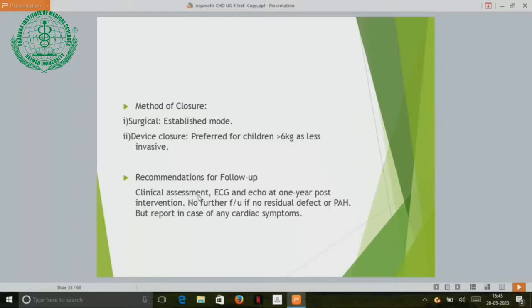What are the recommendations for follow-up? Again, these patients are followed up to 1 year post-intervention. If there is no residual shunt, then there is no need for further follow-up.